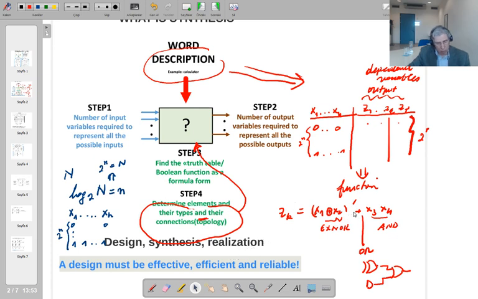If you say that propagation delay is minimal, this is another effective criteria. Propagation delay is minimal means your response time is smaller, isn't it? So the less the number of levels in your design, the less the propagation delay time, which means the faster the response of your circuit. So this is another criteria that we could use for the effectiveness of a design. So a design must be effective.